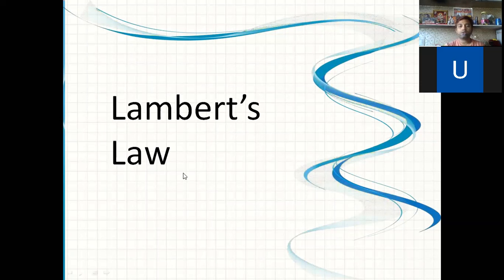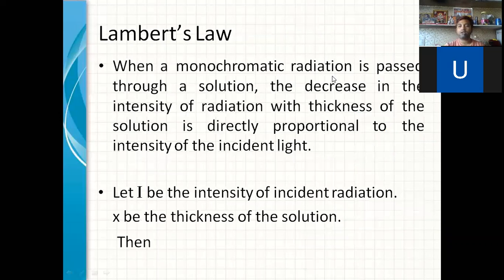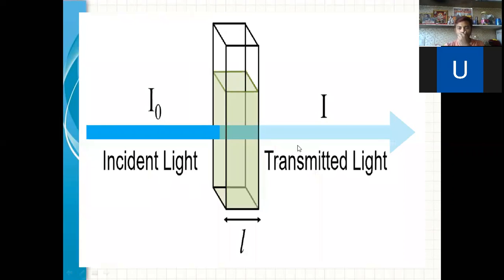Okay, so this is Lambert's law. When a monochromatic radiation is passed through a solution, the decrease in the intensity of radiation with thickness of the solution is directly proportional to the intensity of the incident light. Already we have discussed the derivation. Let I be the intensity of incident radiation and x be the thickness of the solution. Then this is incident light and this is transmitted light, this is the intensity of transmitted light, and this is the sample. This sample holder is known as cuvette, and the length of the sample is L.